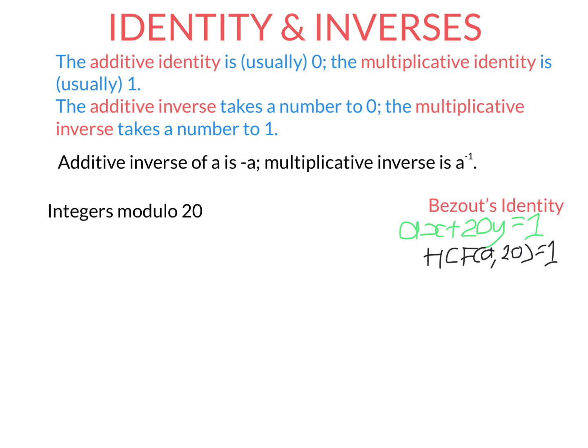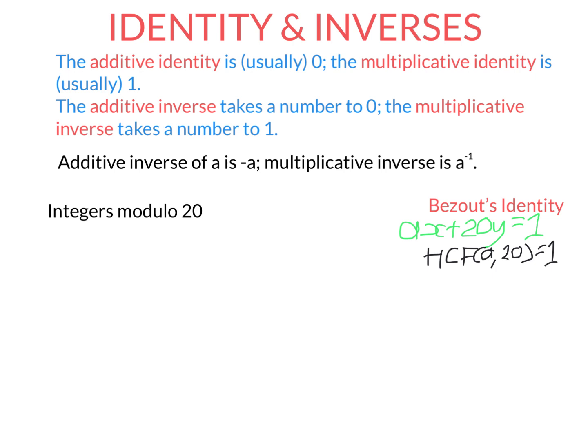Thank you so much for tuning into this video in which we will look at identity and inverses. In sets, the additive identity is usually denoted 0, the multiplicative identity is denoted 1. The additive identity is so called because when you add 0 to a number, you don't change the identity of that number. Similarly, if you multiply a number by 1, you don't change the identity of that number.